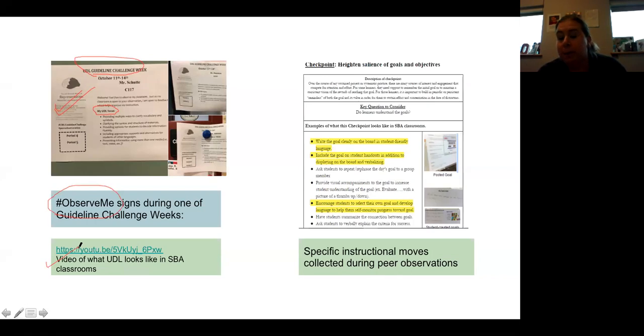The pictures are from actual SBA classrooms, and that all came from the peer observation. So as a staff, we're going out, we're observing each other, we're collecting evidence, and then we're compiling it in this document so that we can continue to learn from it.